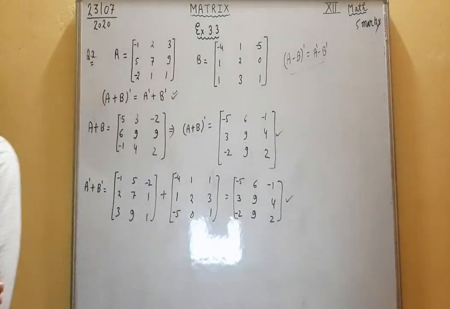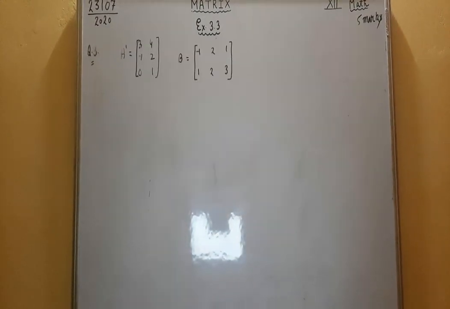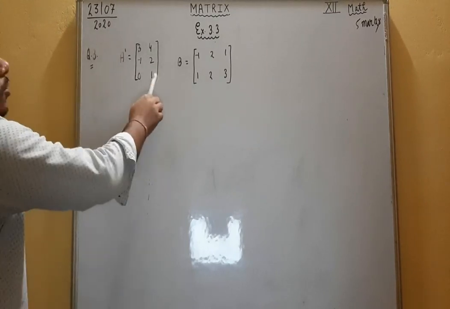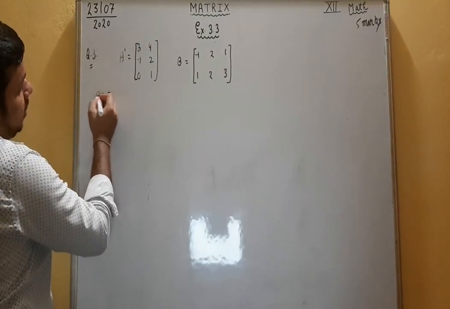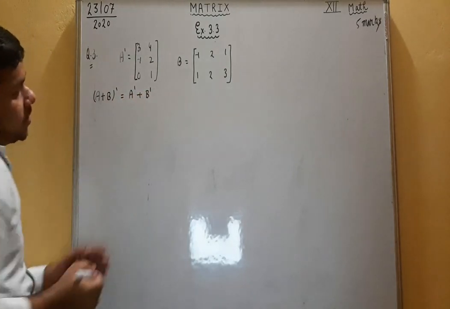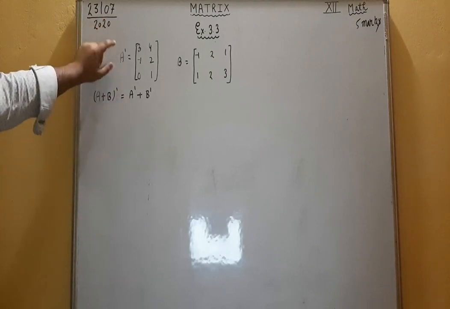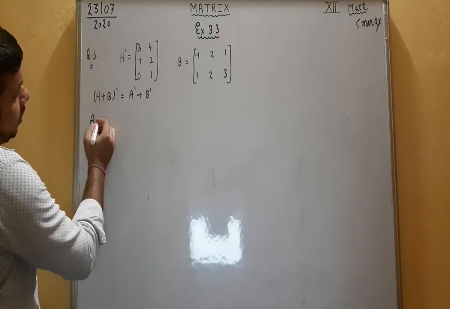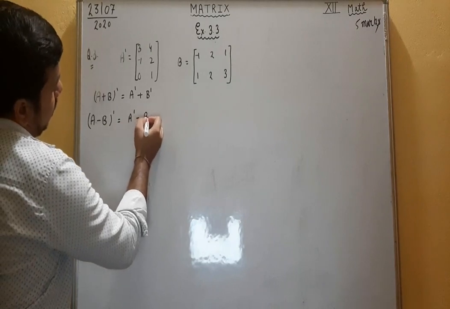In problem number 3, you are given two matrices such that A dash is equal to 3, 4, minus 1; 2, 0, 1, and B is equal to this. Now we have to prove that (A plus B) dash is equal to A dash plus B dash. This is the first part. This is the same as question number 2, so you can do it on your own. Now I am solving the second part of this question. In the second part, we have to verify that (A minus B) dash is equal to A dash minus B dash.